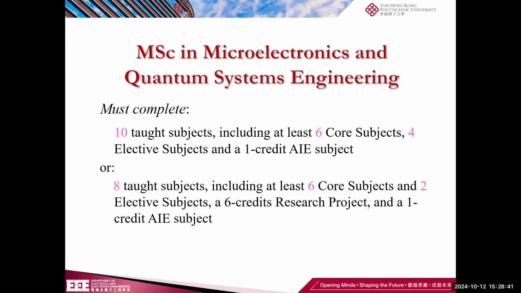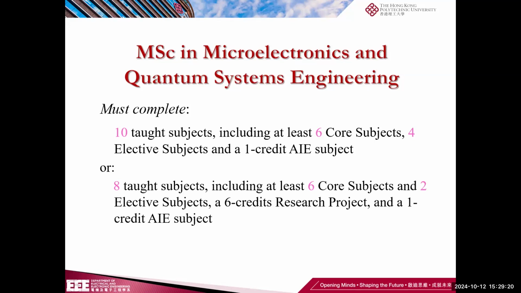And this one is similar to the master program for EIE. In fact, we require the student to complete 30 credits in order to get this master degree. They have different options. First, you can complete 10 taught subjects, which include 6 core subjects and 4 elective subjects. This will be 10 taught subjects.